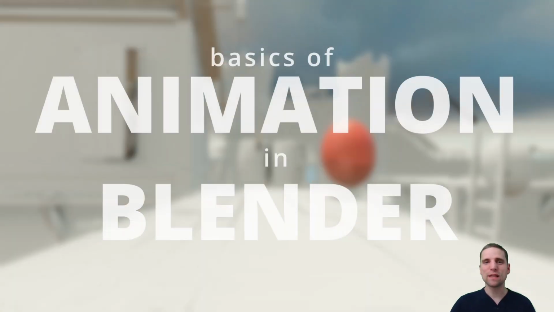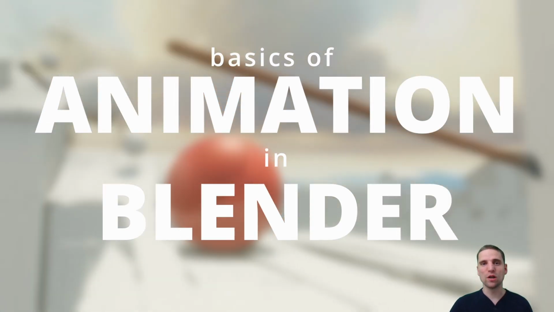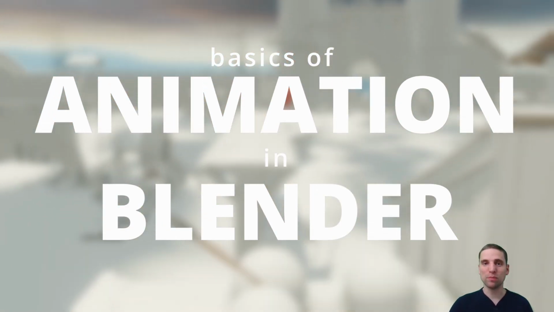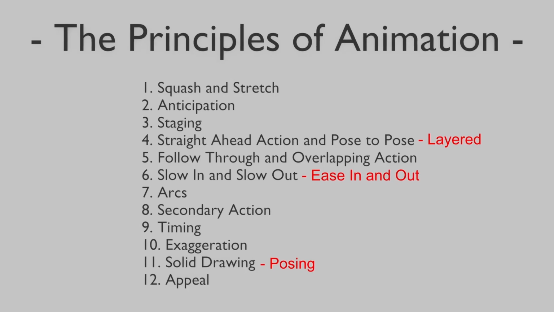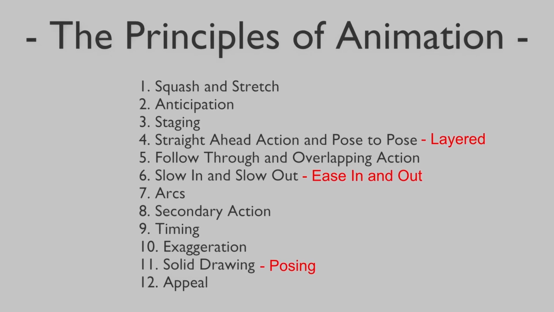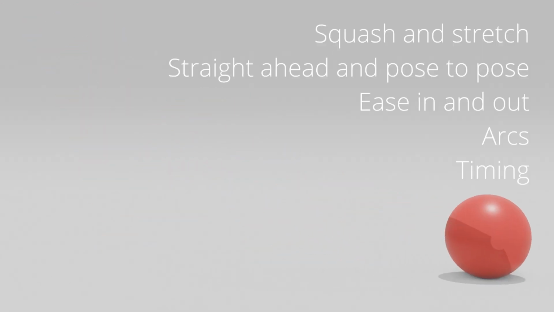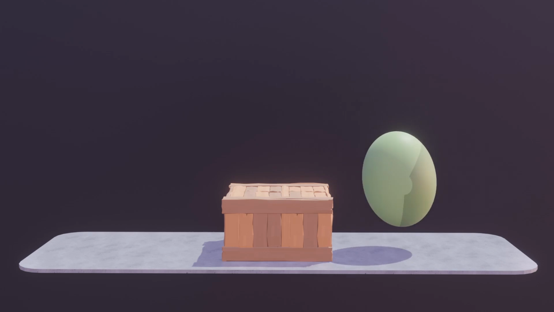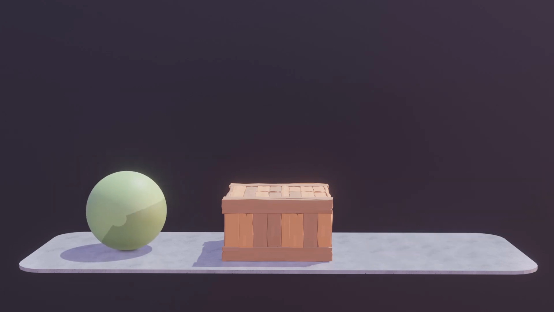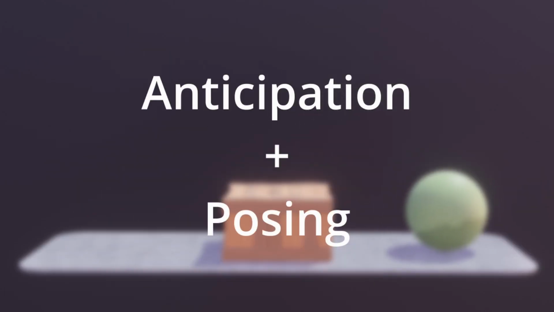Hi everyone, welcome to the second video in this tutorial series on learning the basics of animation in Blender. The first video goes over scene setup, Blender functionality, and hotkeys. We got introduced to the 12 principles of animation, and we used 5 principles to animate our bouncing ball. In today's video, we'll build on what we learned previously by adding 2 more principles of animation to our toolkit. They are anticipation and posing.